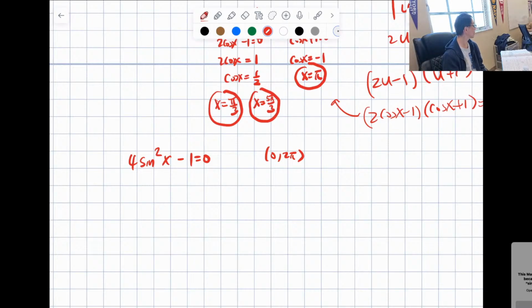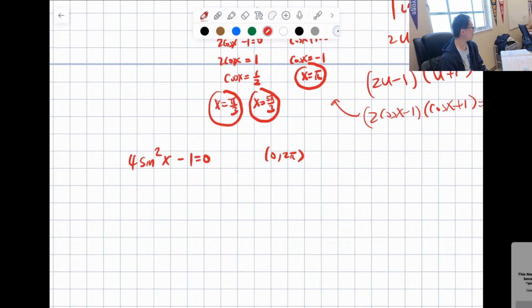I'll try to make it easier. Does it matter if, instead of 11 pi over 6, we put negative pi over 6? It does matter, because the interval is 0 to 2 pi, so you should not have a negative pi. That's how I restrict them.